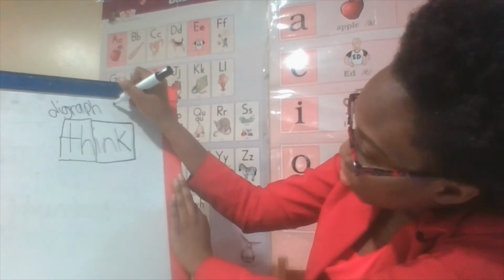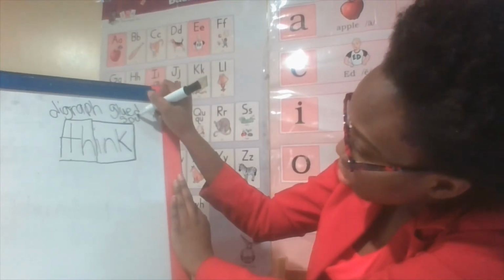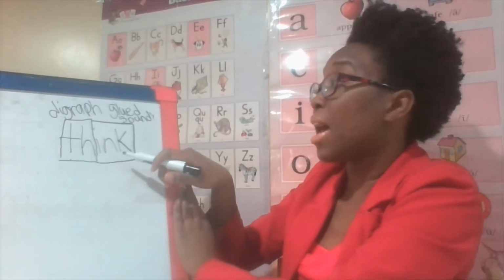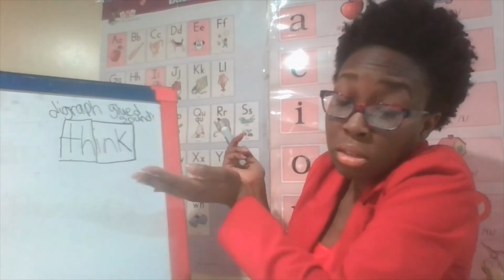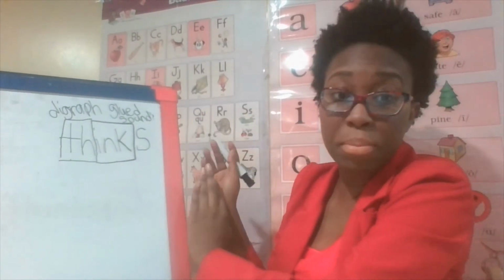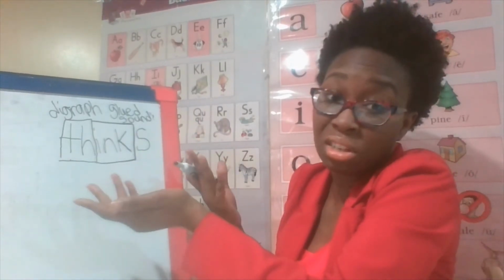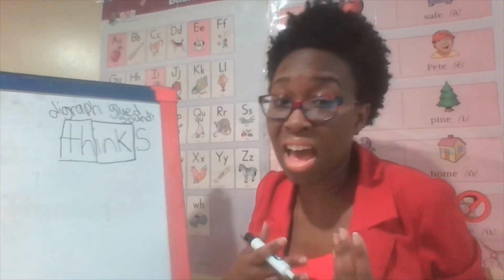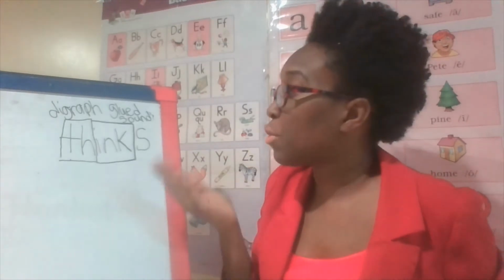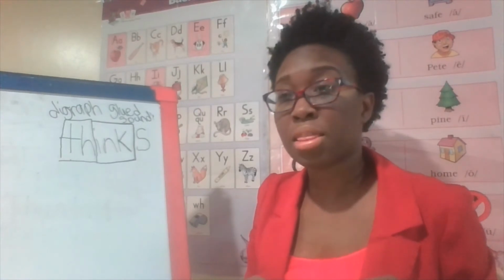Okay, so I'm going to write glued sound. So in this word alone, we have a digraph and a glued sound. So now we're going to see. I'm going to add an S. And let's see if it becomes an action word, right? If the S made it become an action word, or like the S, adding the S, made it become plural. Okay? So think becomes thinks.